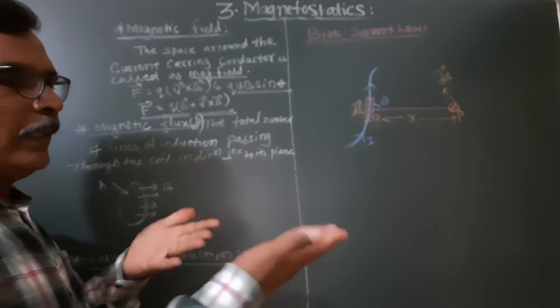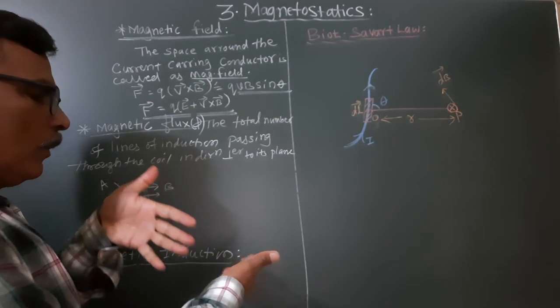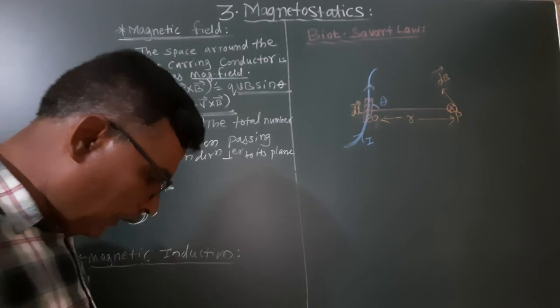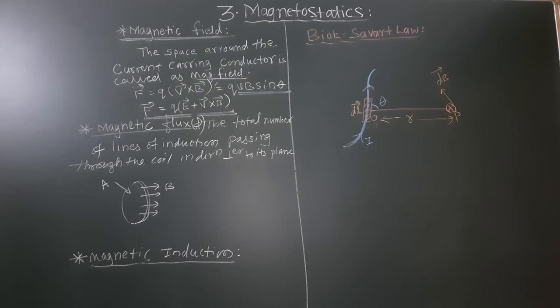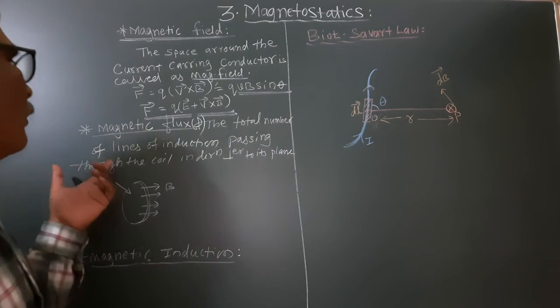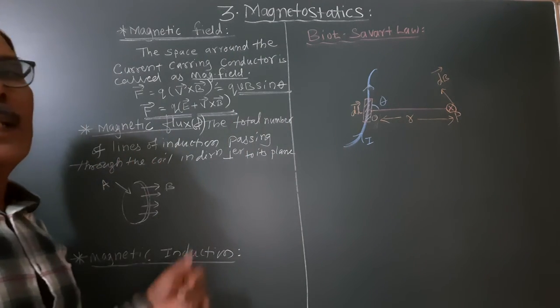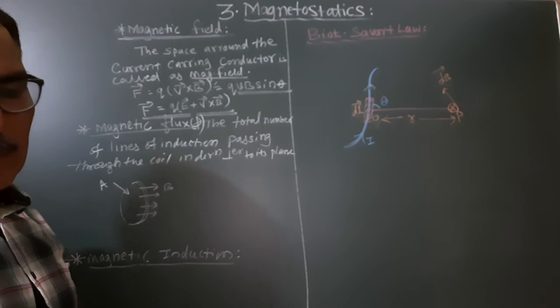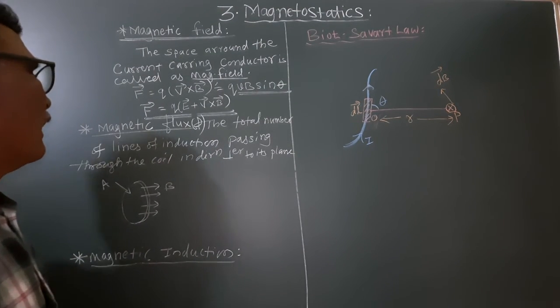This is the plane, and the total number of tubes of induction passing normally through the field, that is, the total number of tubes of induction passing through the coil in a direction perpendicular to its plane, is called magnetic flux.